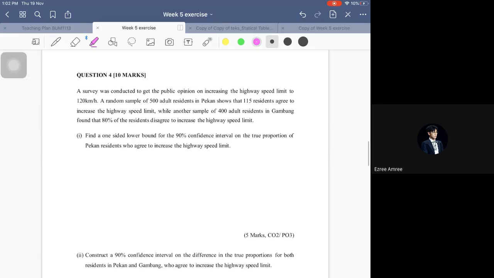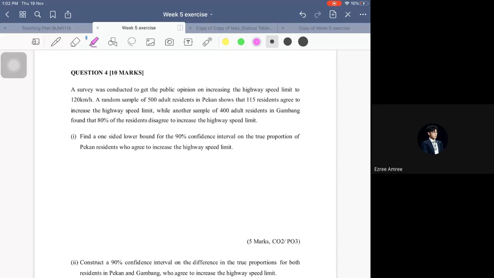Okay, so this is going to be on proportion. So it says a survey was conducted to get the public opinion on increasing the highway speed limit to 120 kilometers per hour. So in Pekan Highway now, the highway speed limit is actually 90. So we wanted to increase that to 120. So a random sample of 500 adult residents in Pekan.